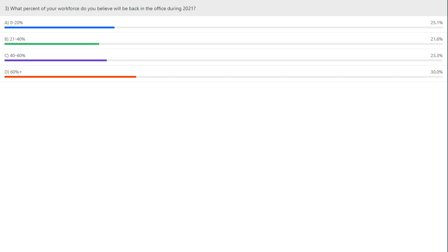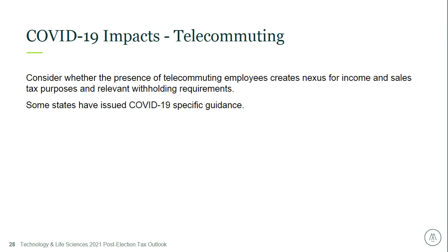Thank you, Amy. So now just a couple of housekeeping items. One that I wanted to mention is with respect to telecommuting. So during coronavirus, we've got a lot of people working remotely, and some people have opted to work in states that are not their typical place of residence. So just something to think about when you're going through and determining where you've got nexus from an income and sales tax perspective, and also about thinking about this when you're thinking about your relevant withholding requirements. What's nice is some states have issued COVID-19 specific guidance.